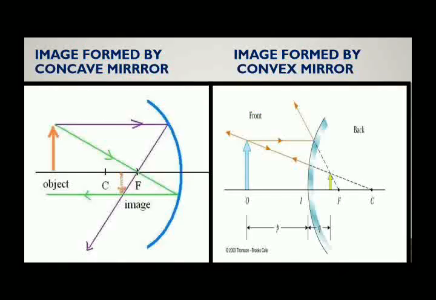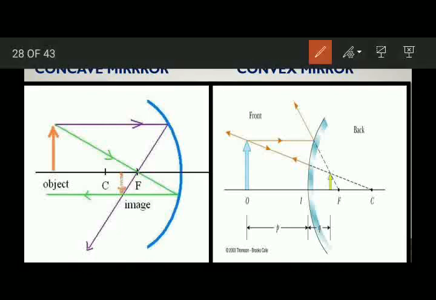Now, let us understand these symbols in concave and convex mirror. So, here this is a concave mirror and this is a convex mirror. In the concave mirror, an object is there and its image is formed here, like this. The object is standing beyond C and its image is formed between C and F. As you can see, the image is inverted and the image is smaller in size than that of the object.